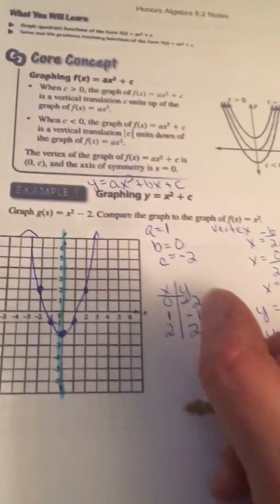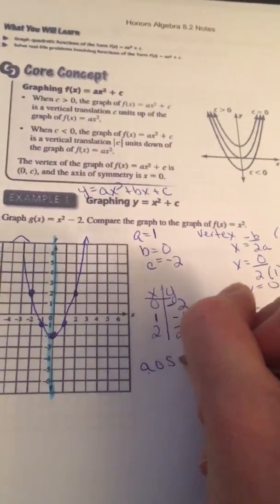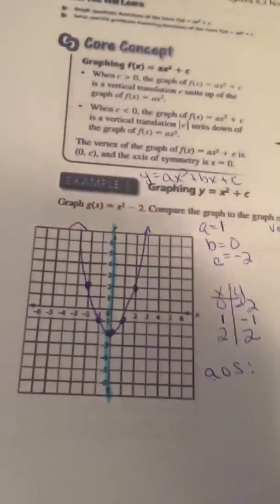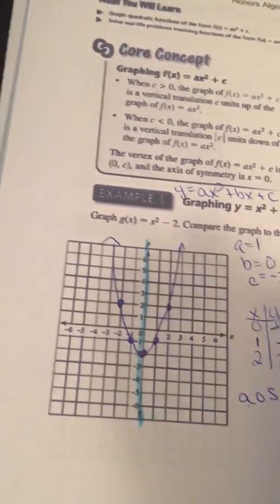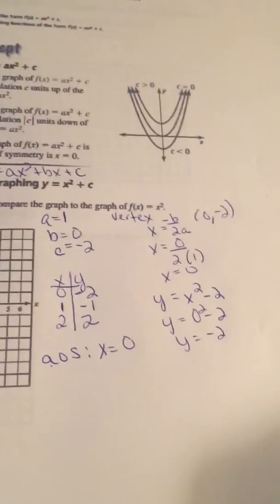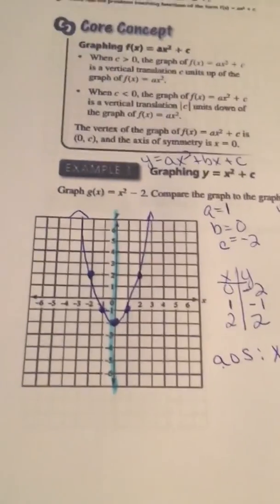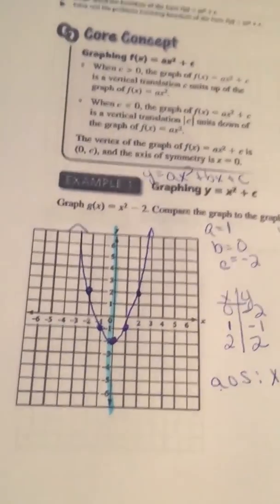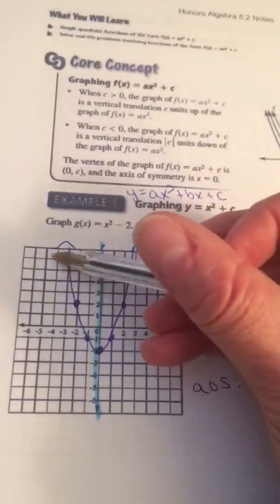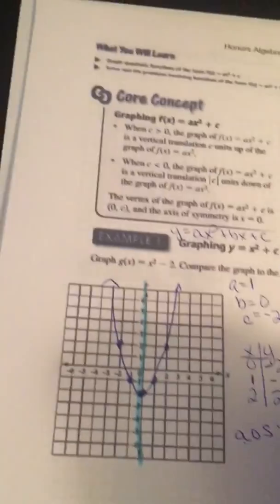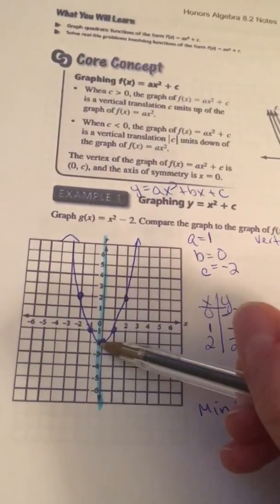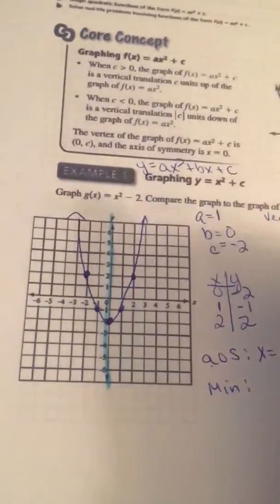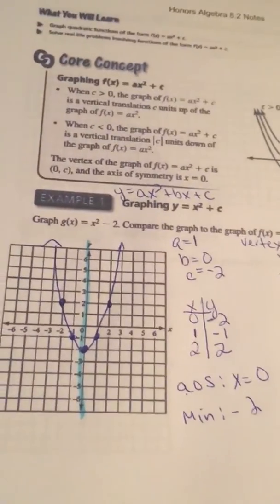Okay, our axis of symmetry, or AOS, is a vertical line going through the vertex at x equals 0. If you look at this graph, since the parabola opens up, it's going to have a minimum, a minimum y value. Let's identify that. In this case, our minimum, or lowest possible y value, is negative 2.